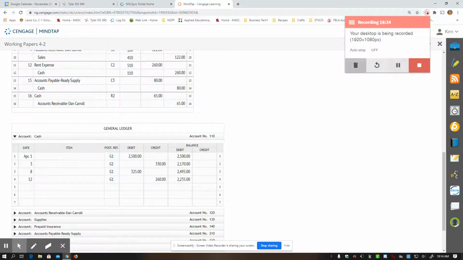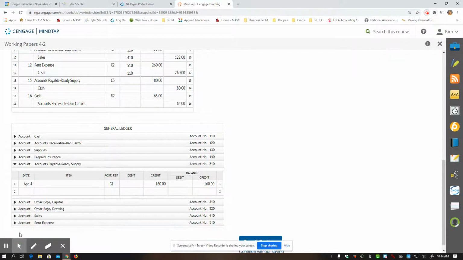People at home, I'm back again. Okay. Let's go for the 15th, accounts payable, Ready Supply. 15, G1, 80. So it had a 160 balance. It gets 80 taken away from that, which the answer is, without doing the math there, with a calculator, 80, right? Oops, I put it in the wrong side, though. 80. Take up 210.